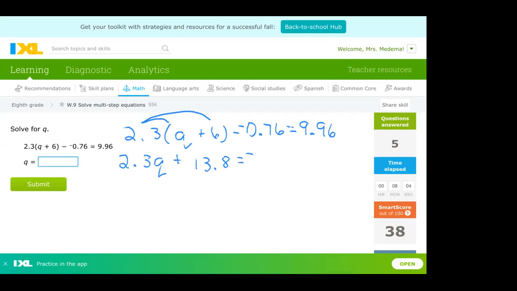Whoops. I had that as an equal, but it's adding the opposite. So we'll add 0.76 equals 9.96. And so I can combine these two numbers right here, 13.8 plus 0.76 is 14.56. So I'll bring everything back down.